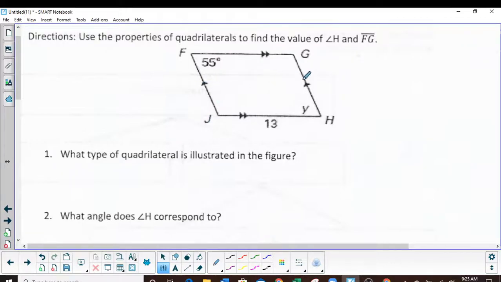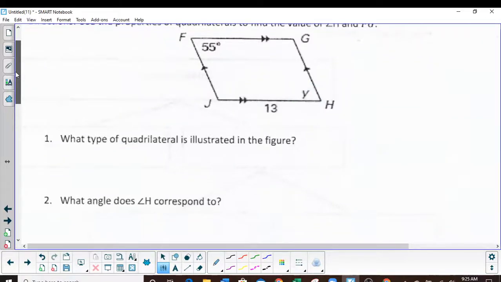Notice there's one arrow here and one here. That means those two lines are parallel, okay? Then they give us a 55-degree measurement of this angle. And down here they call this angle Y. I'm not sure why they have the Y there, but maybe it'll pop up. What type of quadrilateral is illustrated in the figure? Two pair of parallel sides is going to be a parallelogram.